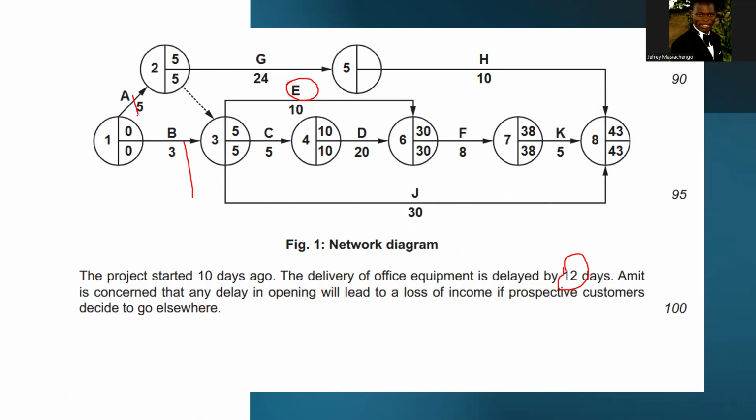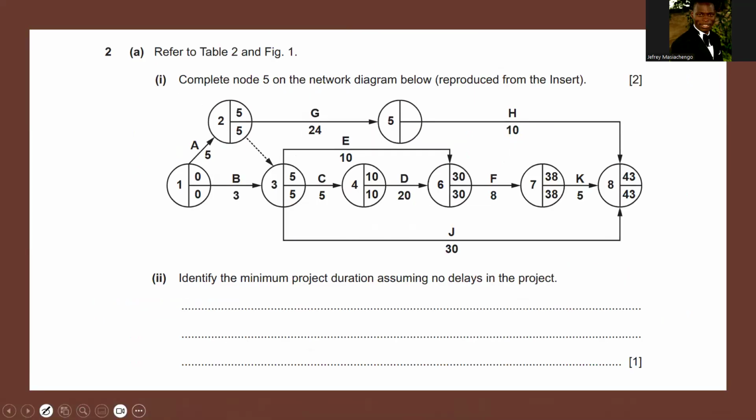Let's look at this: Amit is concerned that any delay in opening would lead to a loss of income if prospective customers decide to go elsewhere. I hope you are getting the concept so far. All right, let's look into the issue. Let's look into the matter. I think we can dive deep into the question. Let's look at the question.